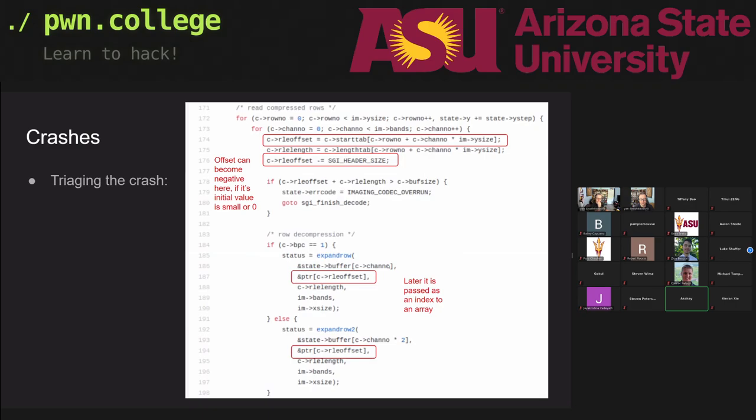While looking at the source code, we saw that inside the SgiDecode function, there's a field called rle offset, which is actually retrieved from the image, and it is calculated by subtracting an SGI header field. So sometimes when the rle offset field is really small or zero, it can be negative if the SGI header is bigger than that. If it is negative and used inside this array as an index, there is a possibility that it is accessing some random memory address, which is in turn used inside the ExpandRow function, where the heap buffer overflow actually happens. So once we confirmed the bug, the next thing we did was report it.